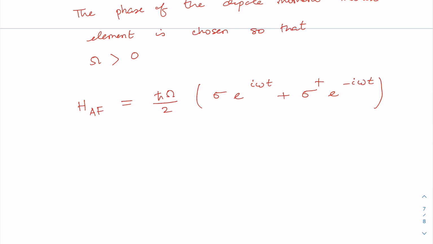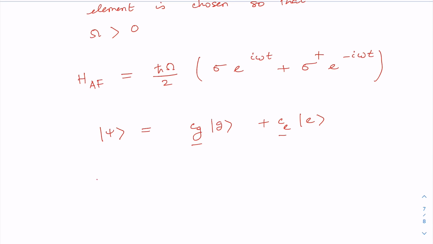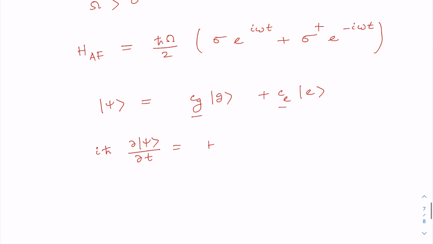Now the atomic state of our two-level atom can be written as a superposition of the ground state and the excited state with the corresponding complex coefficients Cg and Ce. The time dependencies are contained in these coefficients Cg and Ce, and the time evolution is given by the Schrodinger equation, that is i h cross del psi del t is equal to H psi, where we have the atomic part and the atom field interaction part.